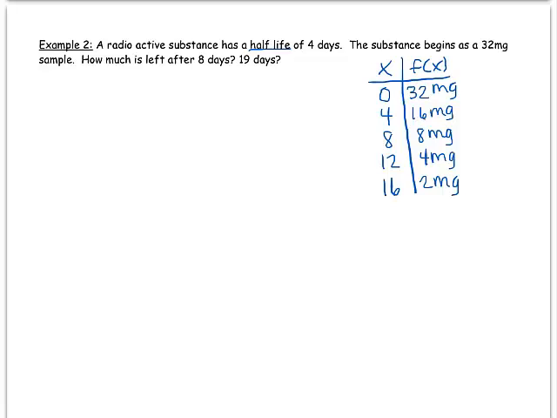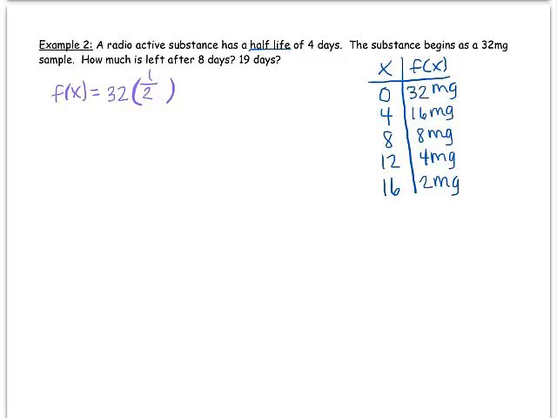So how can we come up with a model for this? Well, I'm going to start with how much I have. So I'm starting with 32. Now, again, this is going to be exponential decay because my substance is decreasing in amount. Now, by how much is it decreasing? Well, every 4 days, it gets cut in half. So my decay factor in this case is 0.5 or 1/2.